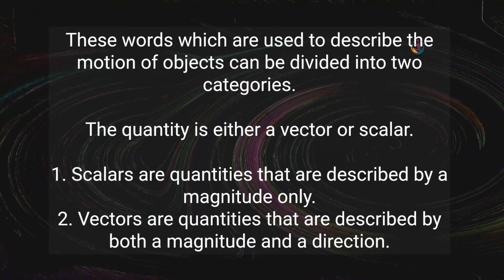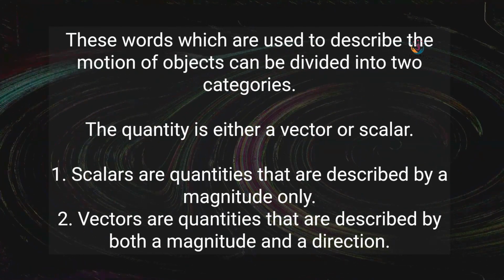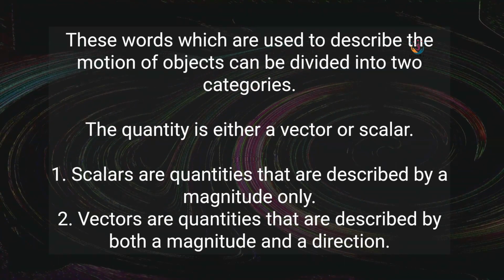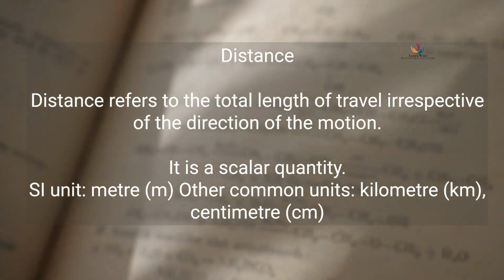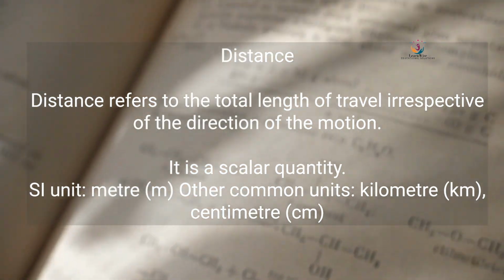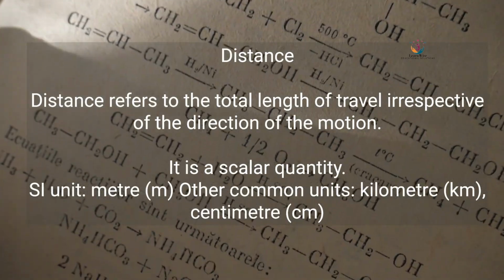1. Scalars are quantities which are described by a magnitude only. 2. Vectors are quantities which are described by both a magnitude and a direction. Now, let's explore the fundamental equations used in kinematics, such as the equations for constant acceleration.